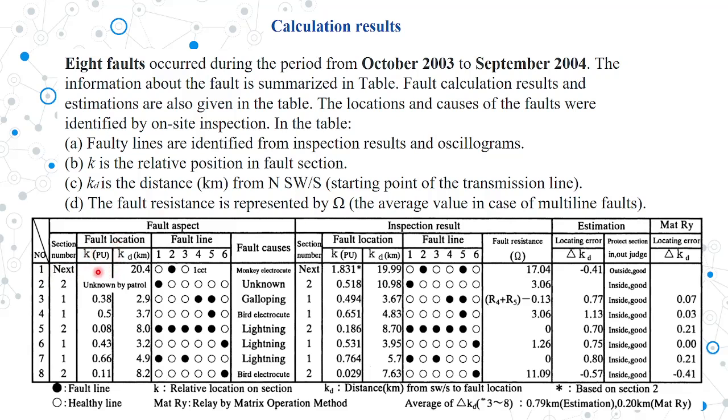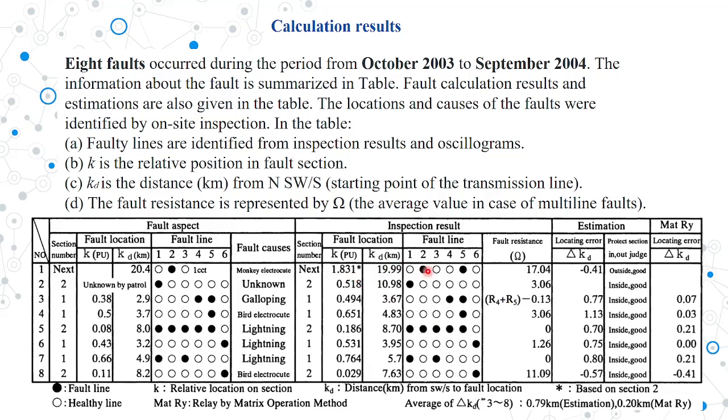So when the first fault occurs, the fault per unit is taken as 1 for a complete line. So the location is 20.4, but our system has only 14.6 kilometers. The fault occurs in the system on circuit 1. The second terminal got faulted. It is by monkey electrode. So we get the per unit. This is the fault expert and this is the inspection result.